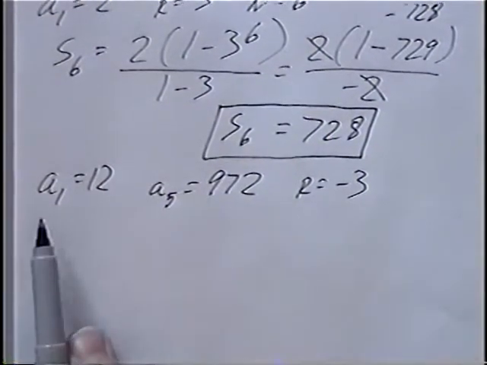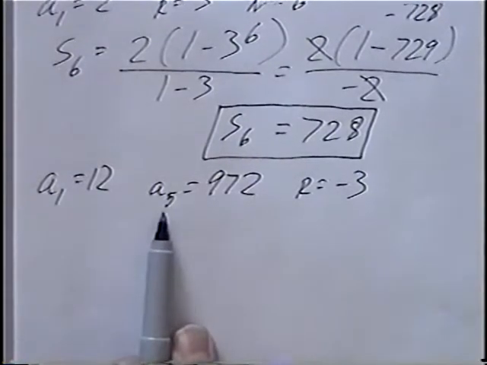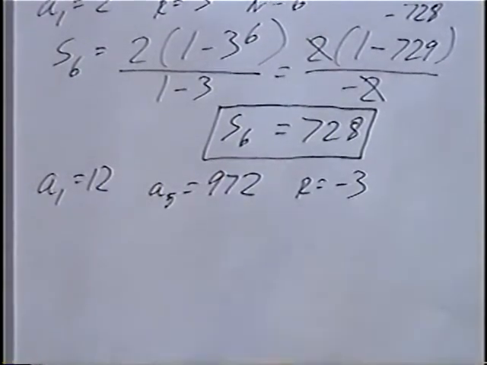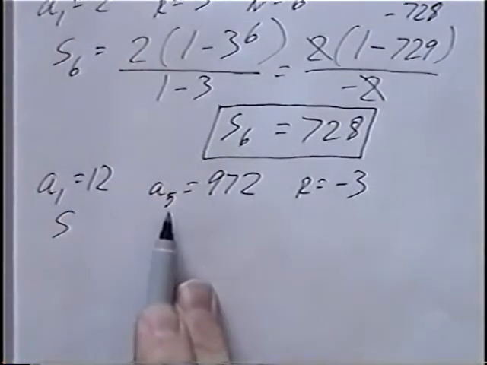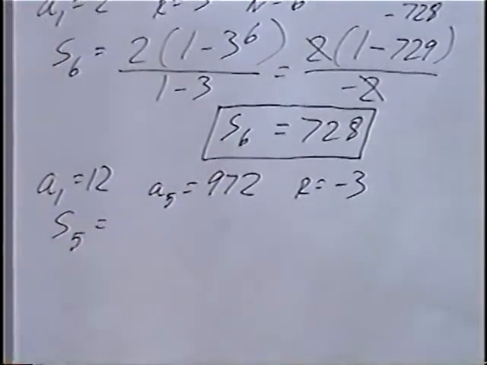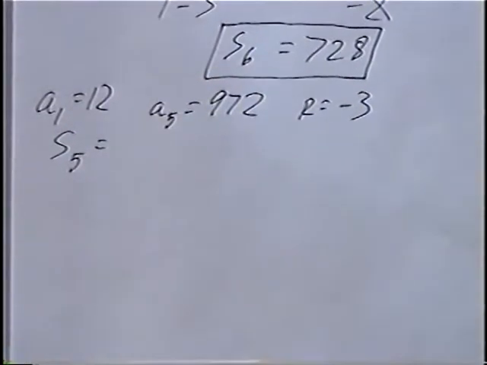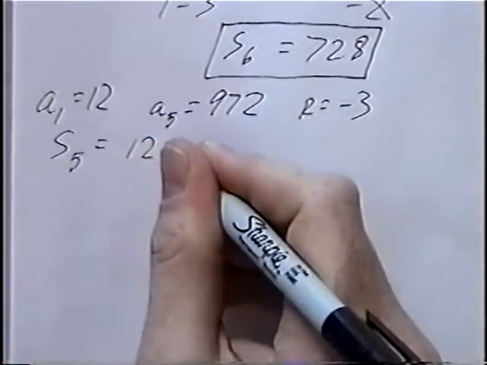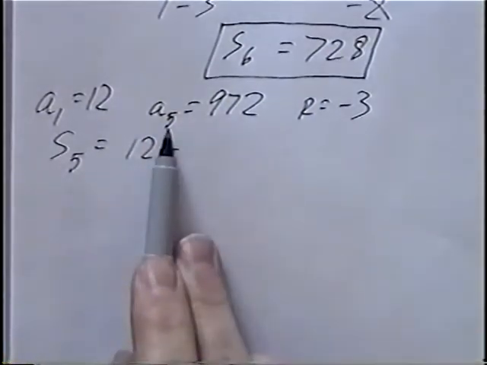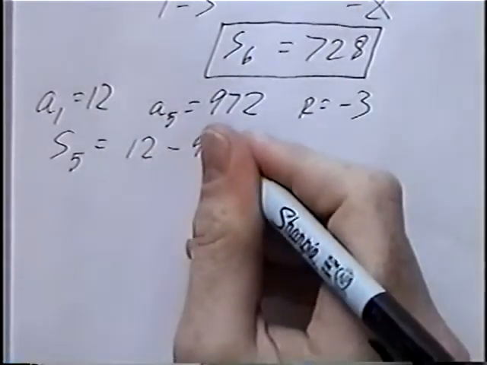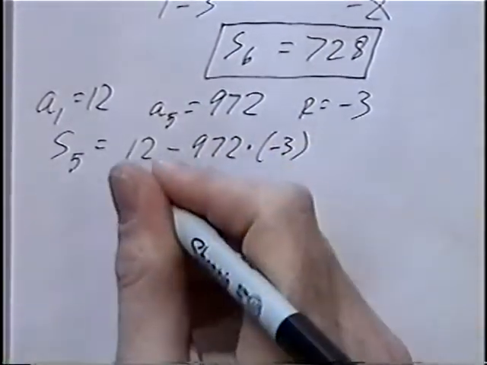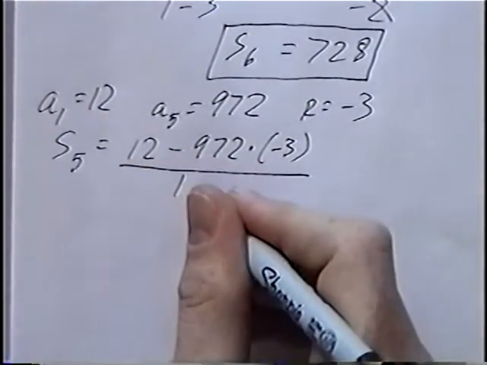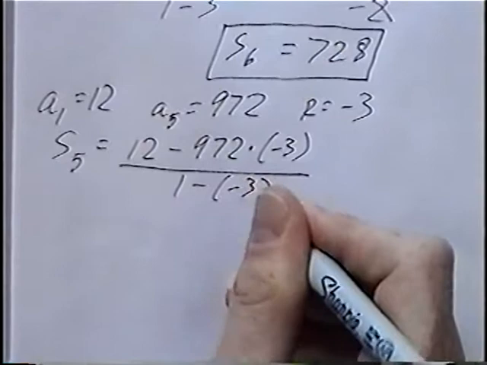Again, looking at the three variables given, a sub 1 the first term, a sub 5, which is the last term, and r equals negative 3, we'll use the second sum formula that was listed. S sub n, where n would be 5, so we're looking for the sum of the first 5 terms. A sub 1 would be 12, minus a sub n, which is the same as a sub 5, would be 972, and times the rate r, which is negative 3, divided by 1 minus r, which would be 1 minus negative 3.